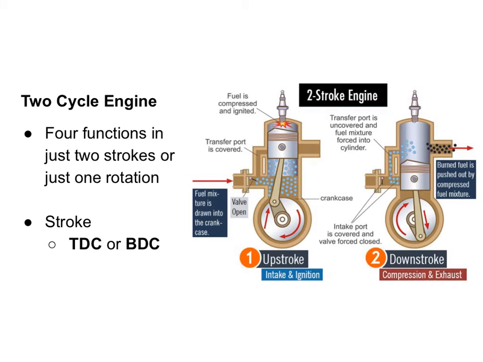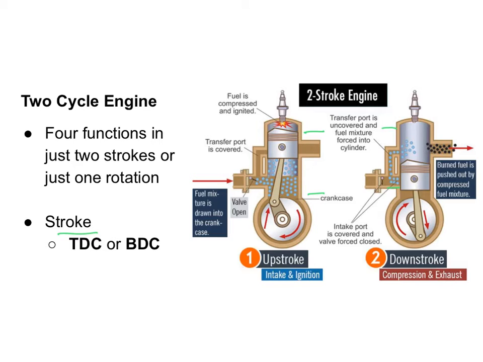We said in our last video that a stroke is when the piston moves from top dead center to bottom dead center, or from bottom dead center to top dead center. That's a stroke of an engine. A four-stroke engine needs to use four strokes to complete one cycle. A two-stroke engine just needs two strokes to complete one cycle. The diagram here shows you how that process works.